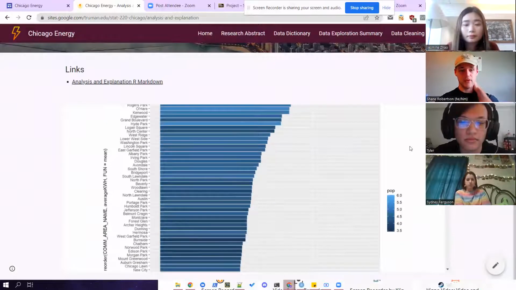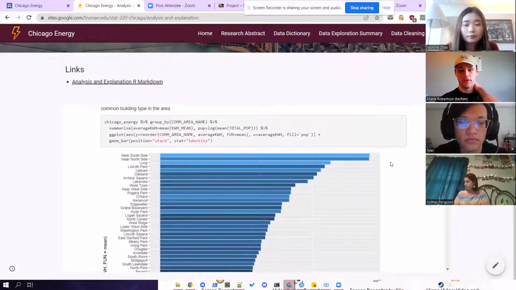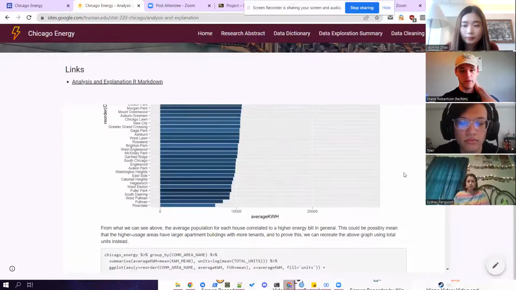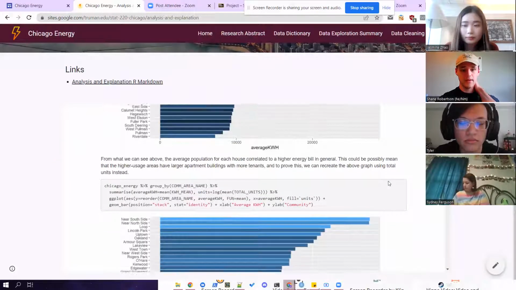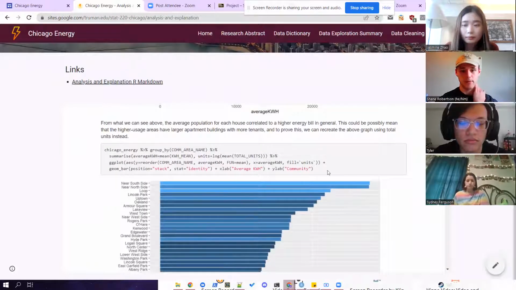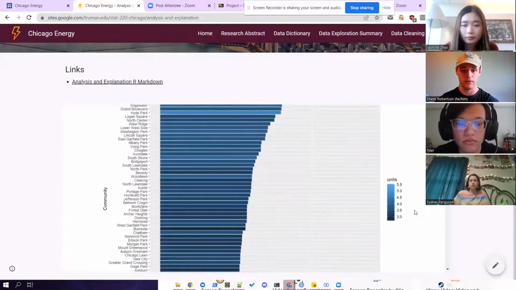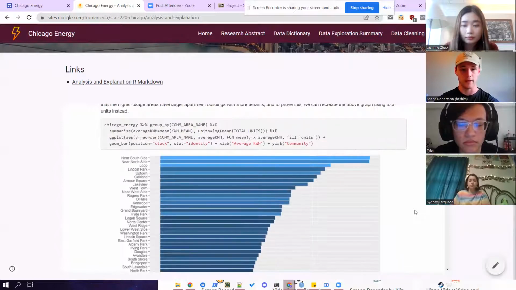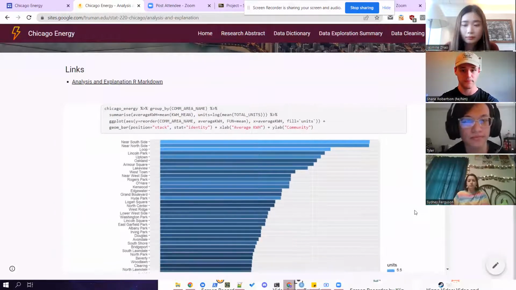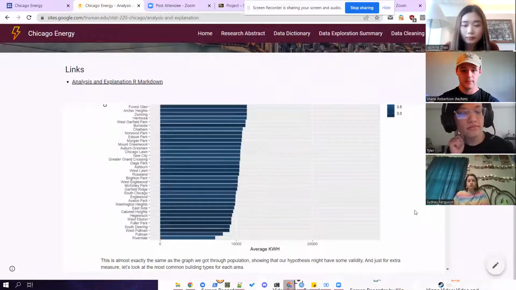This set includes things like commercial buildings and residential buildings. So we can likely assume that the north side and south side are probably more commercial than the rest. Yeah. Next up, we repeat the same thing, but with units, just to get a better idea of what this whole graph was. And we got very, very similar results.